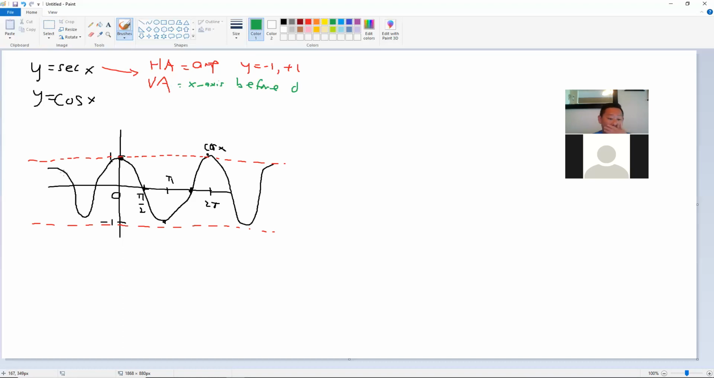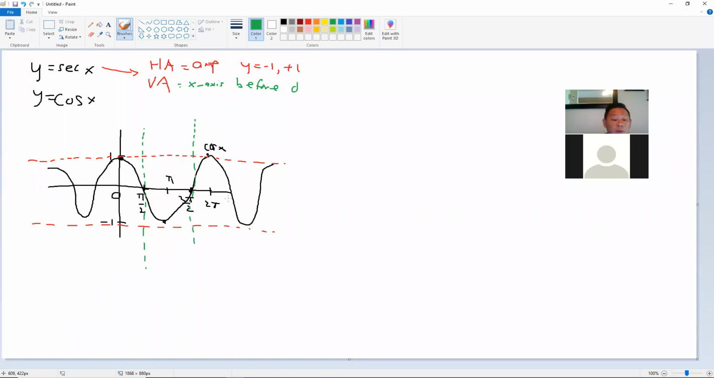So you notice that when you look at your x-axis or x-intercept in this case, it will be crossing at pi over 2. So this is the x-intercept. And it also crosses at 3 pi over 2.